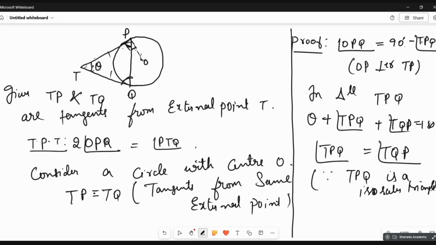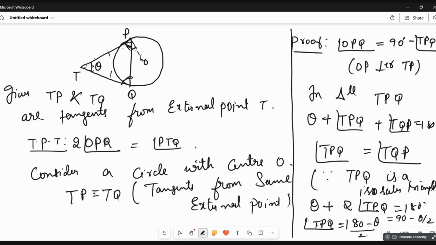So I know 90 minus TPQ is OPQ. Now what is TPQ? I have to find in terms of theta. So theta plus TPQ plus TQP is 180 degrees by the angle sum property, and these two angles are equal. So instead of this angle, I can write this only because they are equal. So I can write theta plus 2 times TPQ is equal to 180 degrees, so TPQ is equal to 180 minus theta by 2, or 90 minus theta by 2.